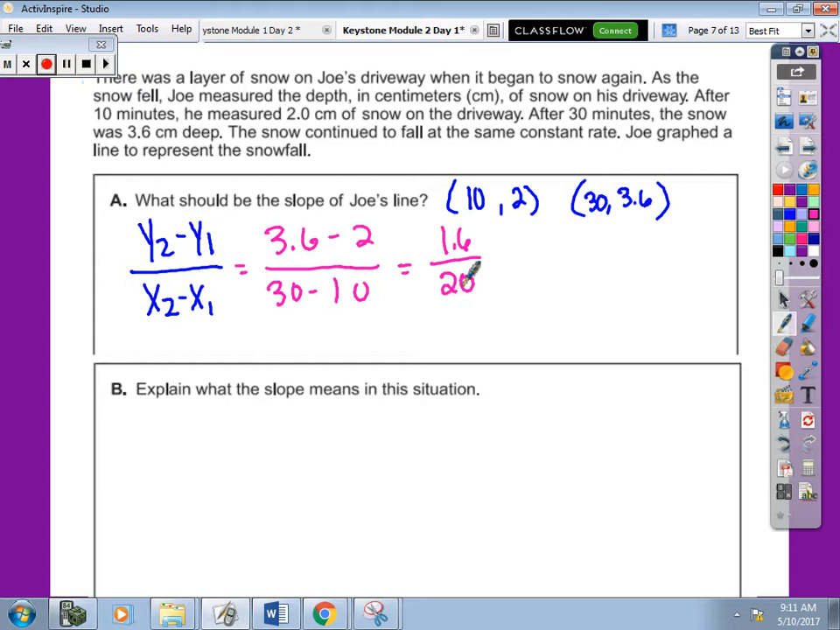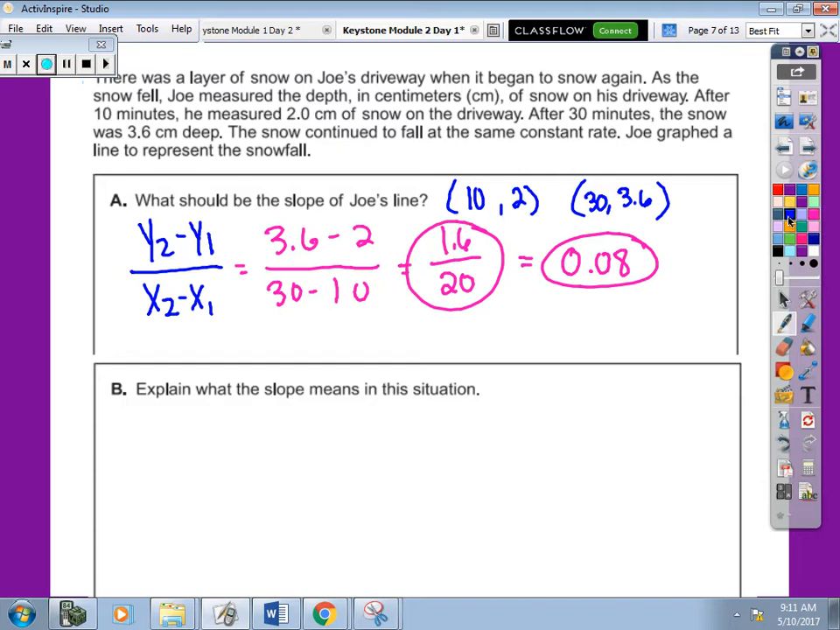Now the Keystone does let you write it in an equivalent form, so even though they might have a different answer on their answer key for the graders, they say or equivalent. So if you left it like this, they actually would accept it, even though Mrs. Bennett would cringe at a decimal inside of a fraction. Oh, she would. Okay, but you can also divide these and you'll get 0.08. Okay, but either of these answers and actually any equivalent form would also work. So if you had like 16 over 200, that would work.